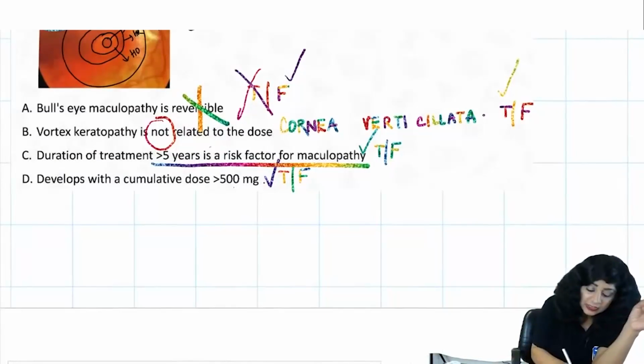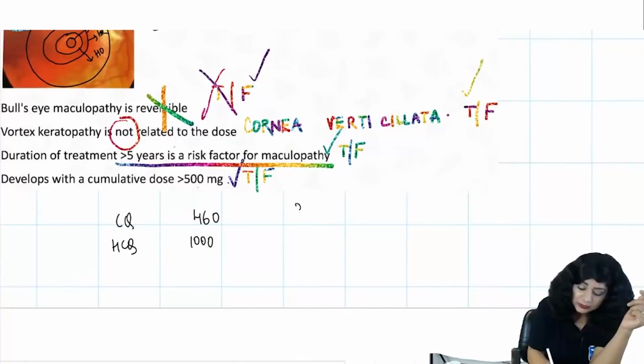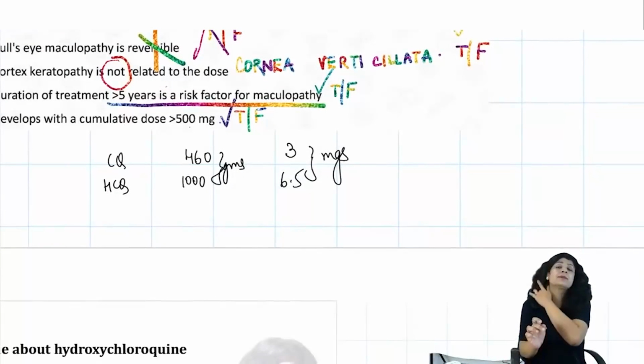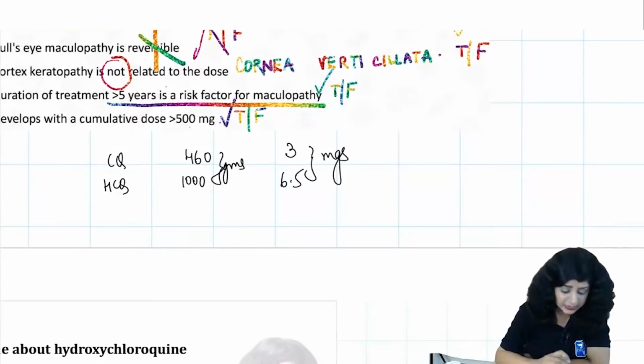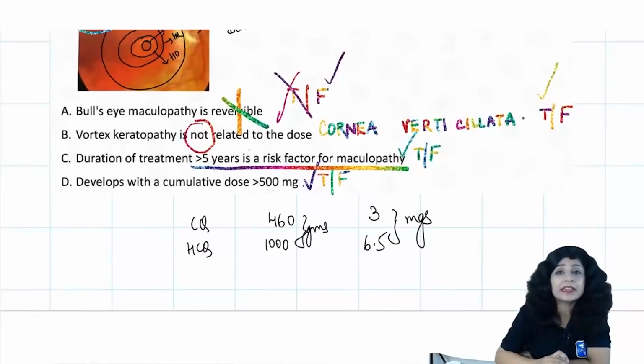So what was the cumulative dose? Chloroquine was 460 grams, and hydroxychloroquine was 1000 grams. If you look at the daily dosage, this was 3 and this was 6.5. This is in grams, and this is in milligrams. It is something like this. So you have to take care of it. So now I think the question is quite clear to you.